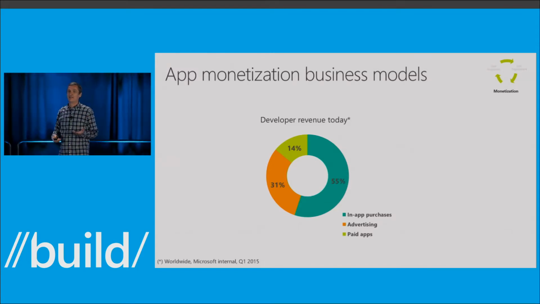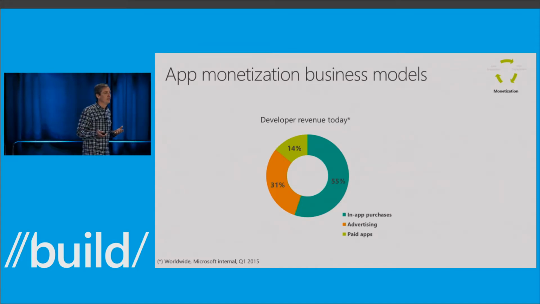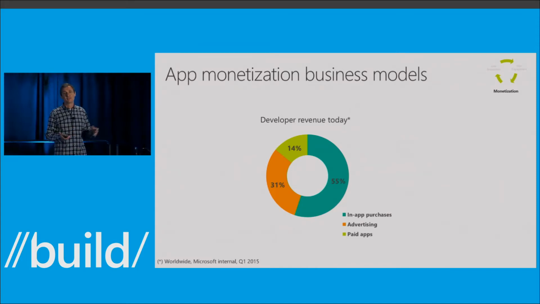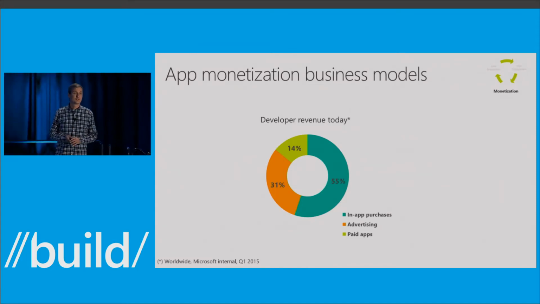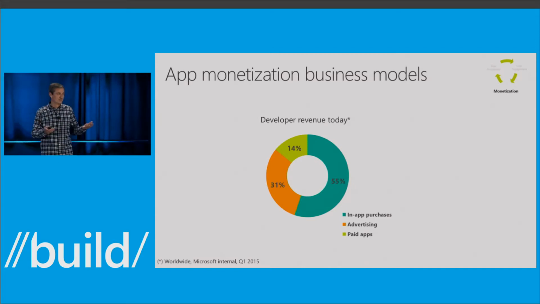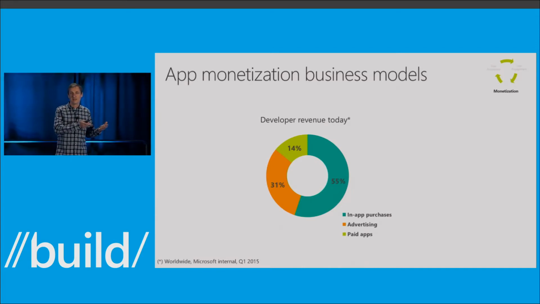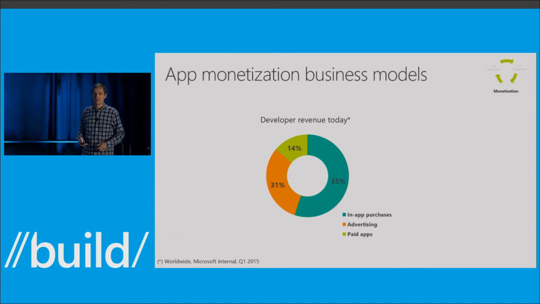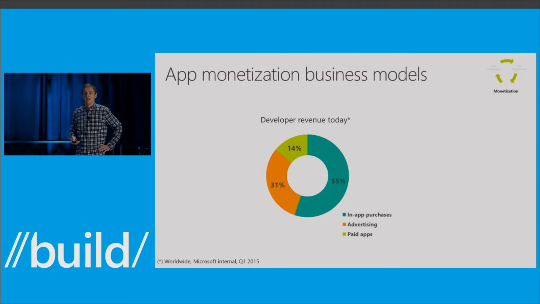There are many different monetization models, but these are the main three that we see in the Windows and Windows Phone stores today. So about 55% of the revenue comes from in-app purchases. Most apps have been moving from the paid app model to this freemium model, just like our Contoso game, where you monetize by selling additional content or features. And so we see this growing over time at a very high rate.